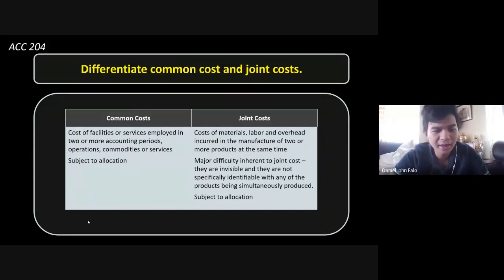Ibig sabihin, sa isang acquisition mo ng materials, there can be several products that can be manufactured out of the materials. Another example din ng joint cost is the crude oil. Crude oil undergoes fractional distillation in order to manufacture kerosene, gasoline, as well as diesel. Ibig sabihin, dun sa crude oil, pwede mo siyang i-extract into different products. So yung cost ng crude oil, it is considered joint cost for allocation ng cost ng diesel, kerosene, at saka gasoline. So yun yung example ng joint cost. Let's proceed to another question.